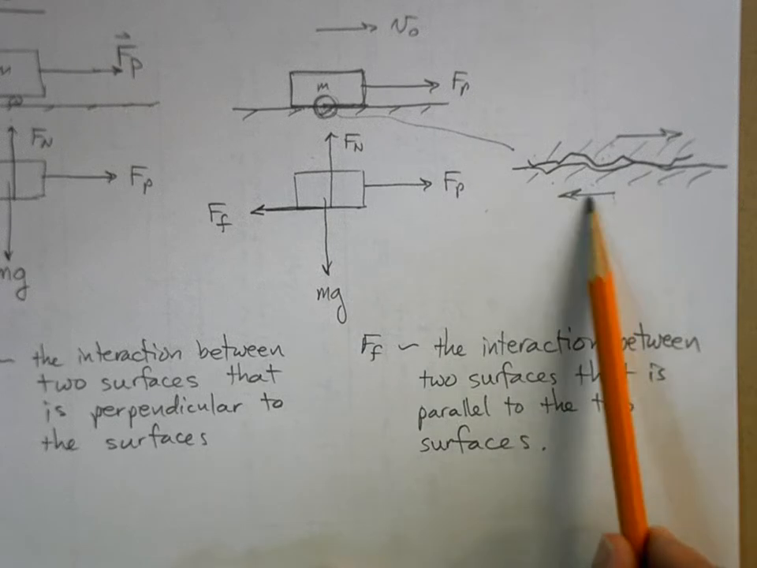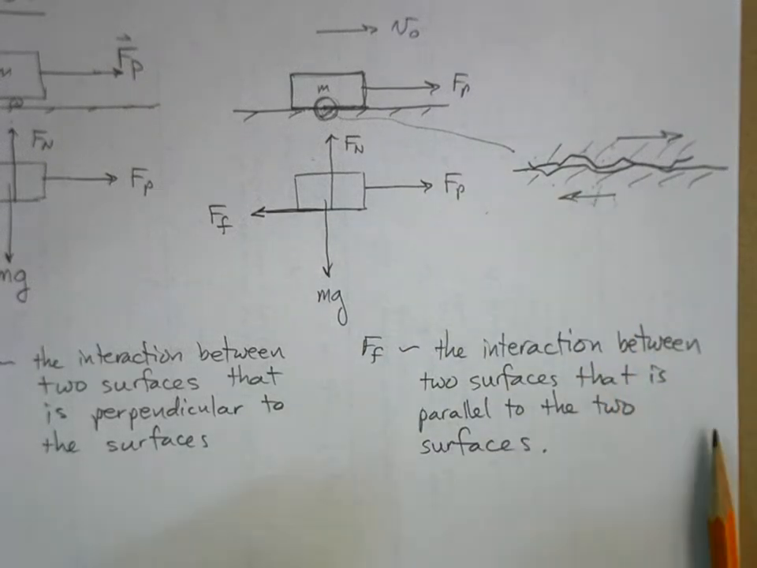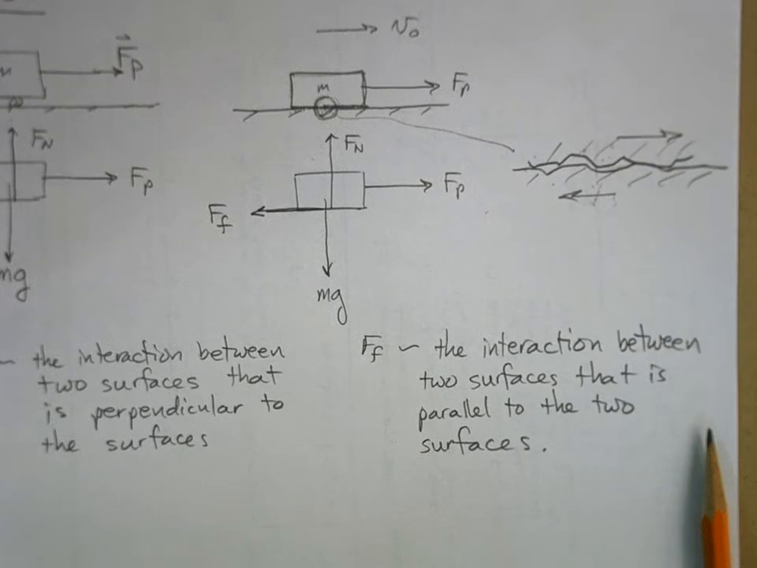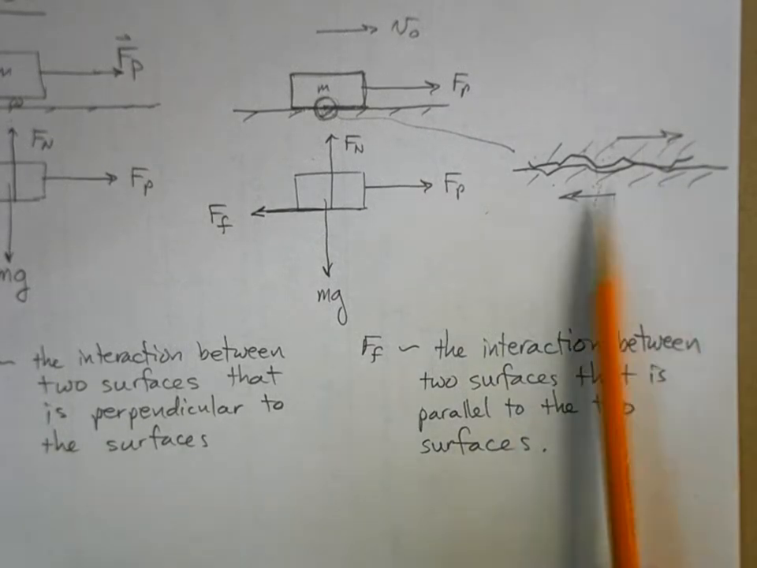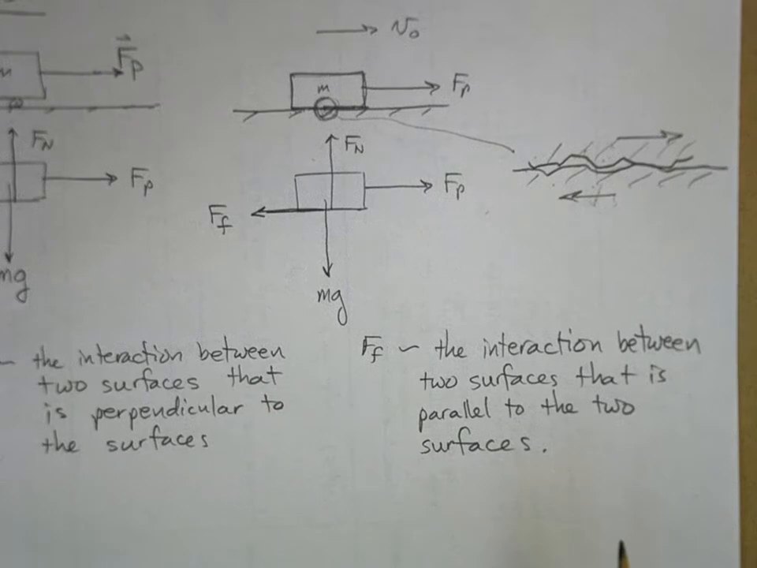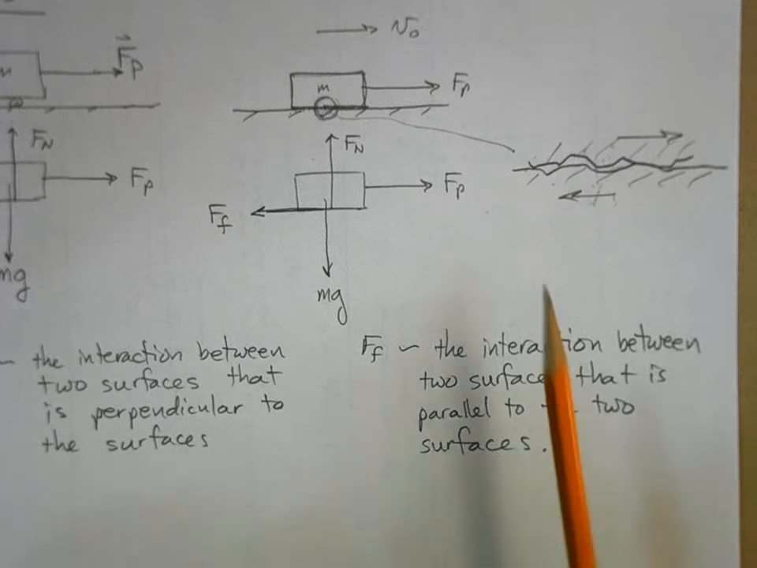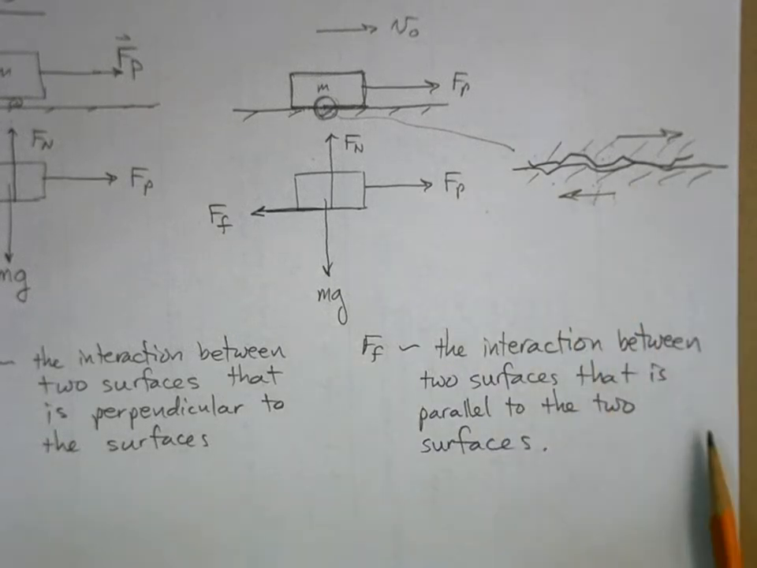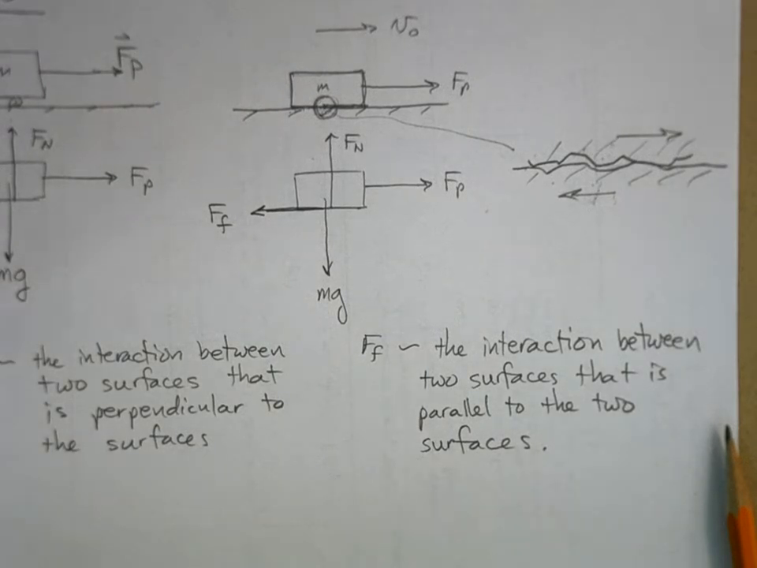Now, how sticky they are between themselves depends on the materials. If you have steel on ice, the force of friction is going to be very low, like an ice skate moving across ice. Whereas if you have rubber on asphalt, you have very high friction force. So it depends on the materials, and we're going to talk about that later on.